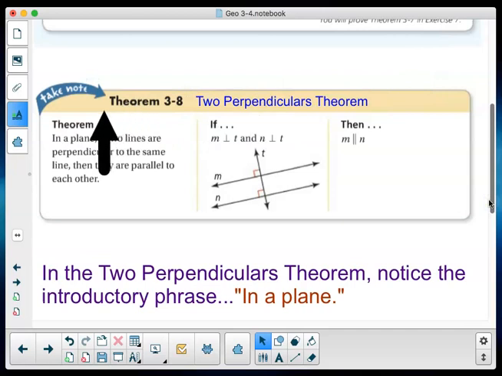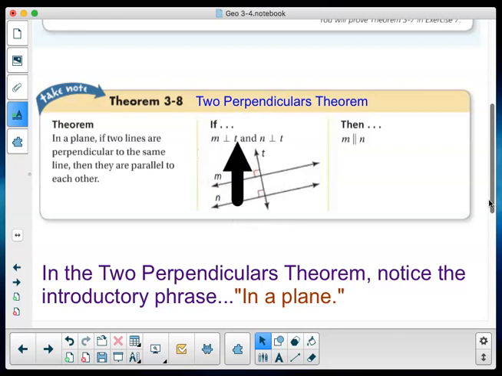Now, the two perpendiculars theorem. In a plane, if two lines are perpendicular to the same line, then they are parallel to each other. I wonder if this is connected to the converse of the corresponding angles postulate. They're two right angles, they're the same, therefore congruent, because all right angles are congruent. Hey, that seems like it'll work.